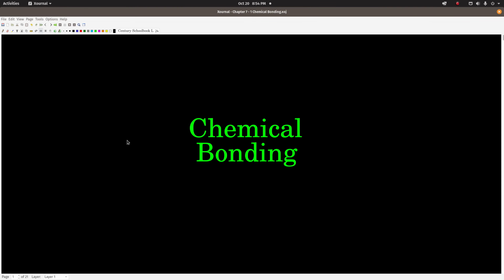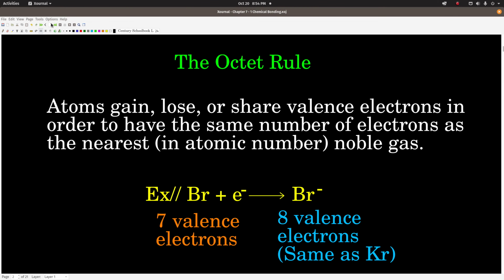Hey guys, this video is on chemical bonding. So we're going to start out with the octet rule, and this is what the octet rule says. It says that atoms gain, lose, or share valence electrons in order to have the same number of electrons as the nearest noble gas. And when I say nearest, I mean the closest on the periodic table in atomic number.